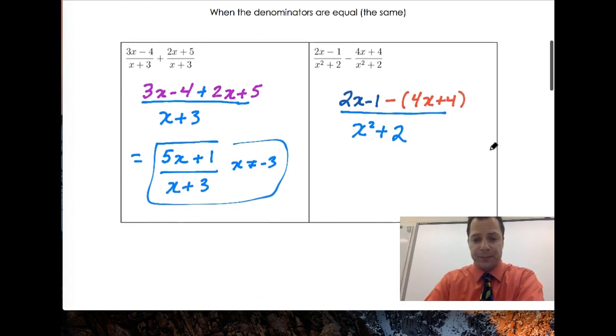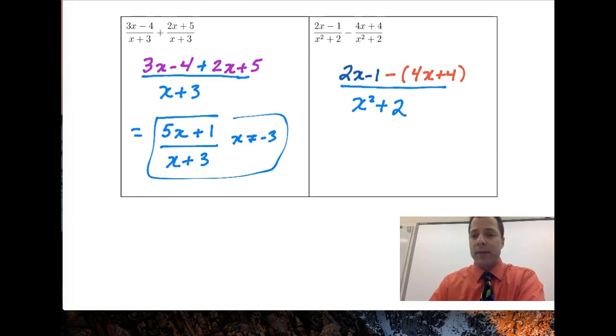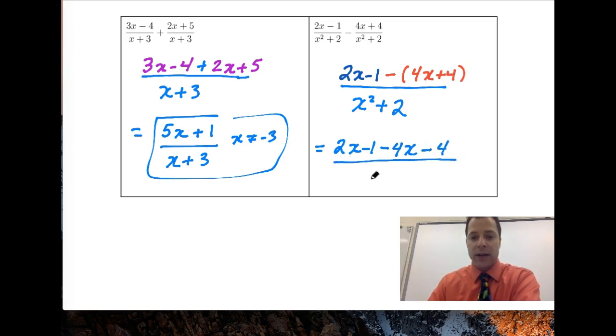Okay, so now we're going to do the same thing we did in the previous problem. We're going to first distribute that negative, so we're going to have 2x minus 1, that stays, and that subtraction sign needs to be distributed through. Okay, so the opposite of 4x is minus 4x, and the opposite of adding 4 is subtracting 4. Okay, and then we get an x squared plus 2 in the denominator. We don't do anything with the denominator anymore.